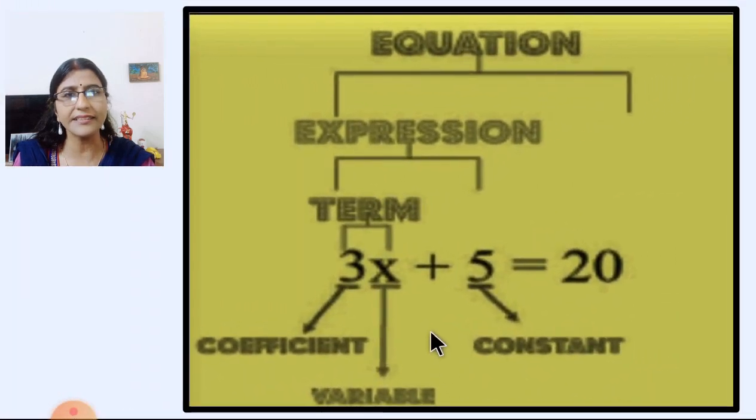Now here is an example of an equation: 3x plus 5 is equal to 20. This is an equation, and this part, 3x plus 5, is called an expression. Here 3x is called a term, and in 3x, 3 is the coefficient and x is called the variable because its value can be changed. You can assign any value to this variable. And this 5 is a constant. So this is all we are revising. We have already learned about it.